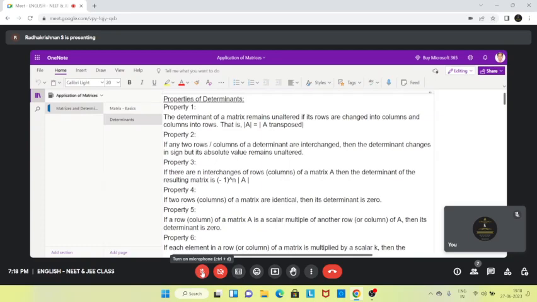That is, determinant of A equals determinant of A transposed. Then if any two rows or columns of a determinant are interchanged, then the determinant changes in sign, but its absolute value remains unaltered. So you can interchange two rows. When you do that, the value of the determinant becomes negative. Previously if it was x, then it will become minus x.